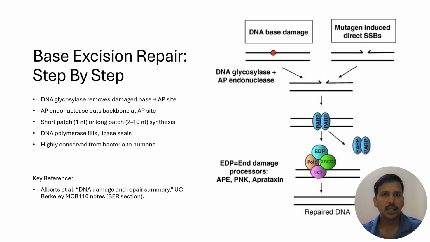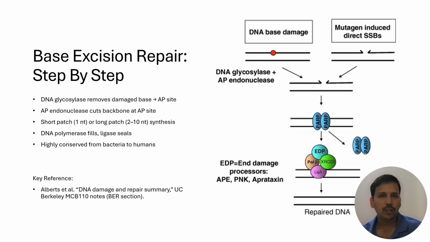BER begins with a DNA glycosylase, an enzyme that recognizes a specific type of damaged base. The glycosylase flips the base out of the helix into its active site, cuts the bond between the base and the sugar, and leaves behind an AP site, an apurinic and apyrimidinic site where the base is missing.